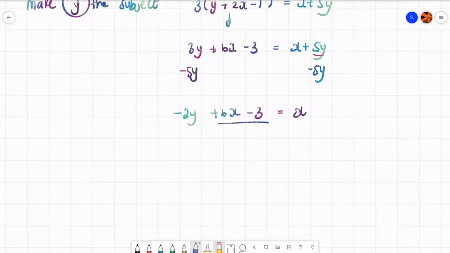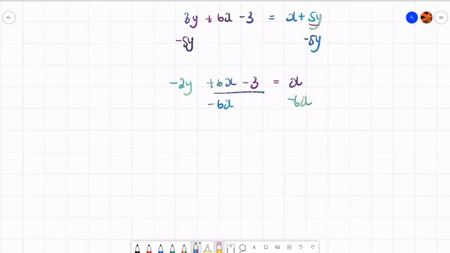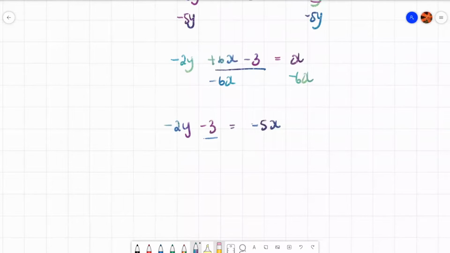Now, these two both don't have a y with it, so I need to get rid of it. How do you get rid of a plus 6x? Well, I'm going to subtract 6x on both sides. So first, here I'm just left with minus 2y minus 3. Well, that's 1x, take away 6x, that's minus 5x. The minus 3 doesn't have a y with it, so let's get rid of that. So we have to add 3 on both sides. Minus 2y, minus 3 add 3 is nothing, minus 5x plus 3.